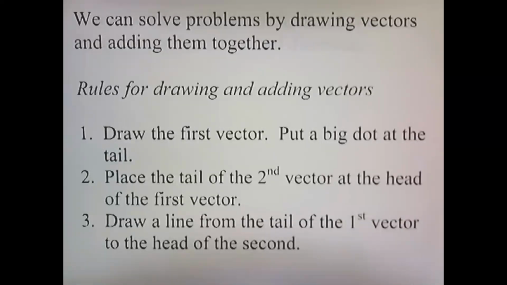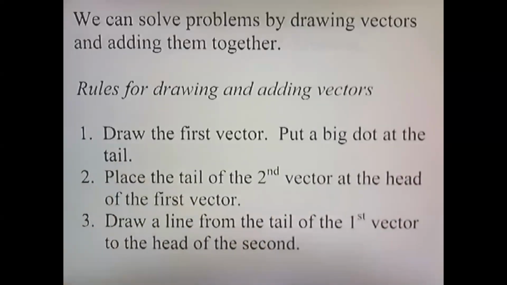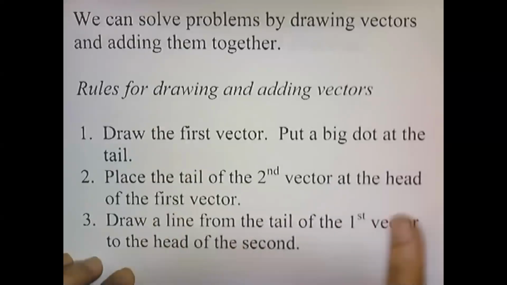So the first rule is you draw the first vector, and I like to put a big dot at the tail of the first vector. And then you place the tail of the second vector at the head of the first vector, and then you draw a line from the tail of the first vector to the head of the second. So let's do a problem that illustrates these three rules.